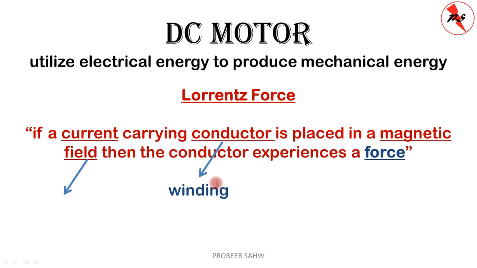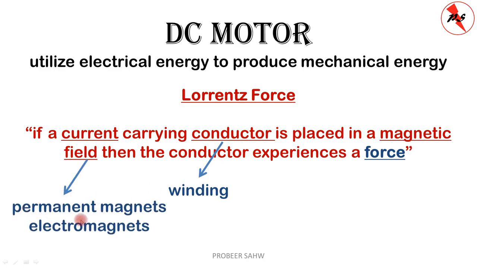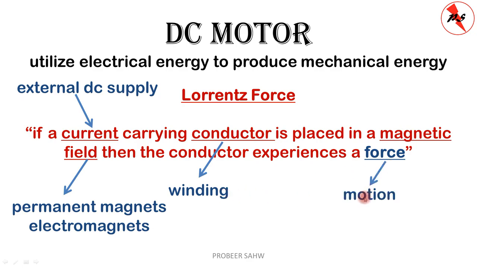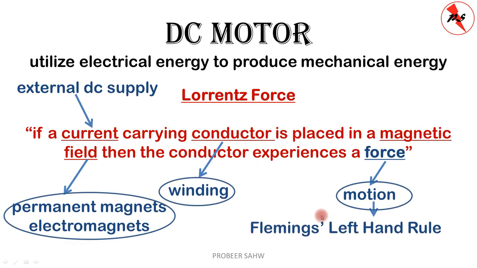And again, to generate this magnetic field, we have permanent magnets or electromagnets. Now we have to flow current through this winding. Therefore, we connect DC motor to an external DC supply. And now there will be a force on this winding, due to which there will be motion in the winding. So the winding will move. And the direction of this motion is governed by Fleming's left hand rule.